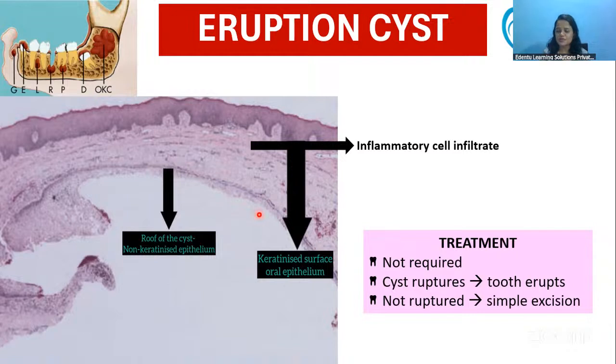The treatment is usually not required. Usually the eruption cyst will rupture on its own and the tooth will erupt into the oral cavity. But sometimes if the cyst does not rupture, then you can do a simple excision and allow the tooth to erupt into the oral cavity. This treatment of eruption cyst was a question that was asked in the recent NEET MDS.